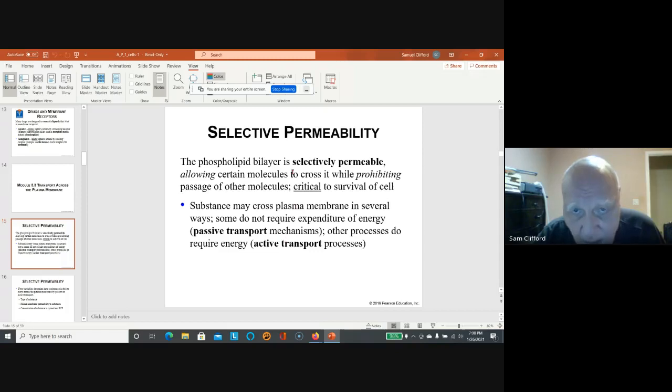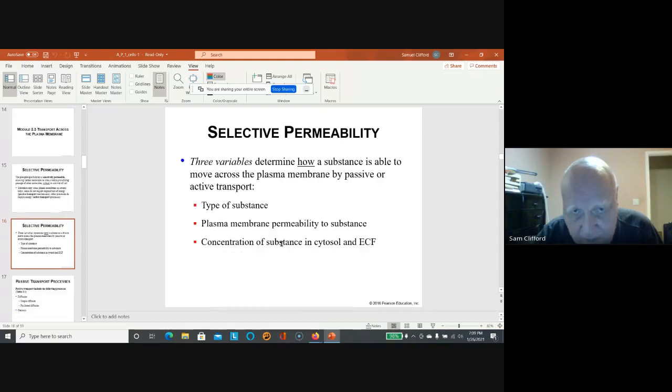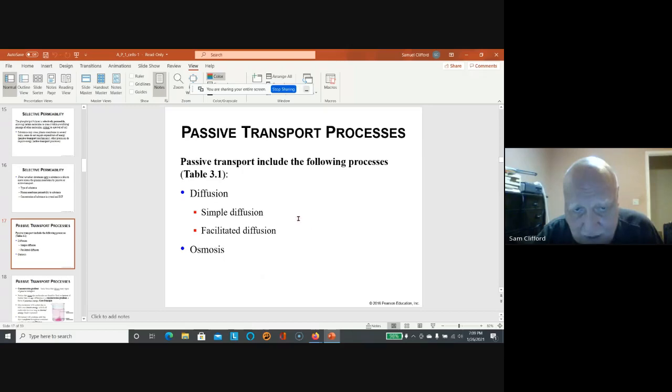Okay, so membranes are selectively permeable. They allow some water, oxygen, CO2 to go through, some fatty substances. So we're going to talk about passive transport and active transport. So whether a substance goes through the membrane depends upon its type, how soluble the substance is in the membrane, and the concentration on either side of the membrane. So passive transport is simple diffusion, facilitated diffusion, and osmosis.